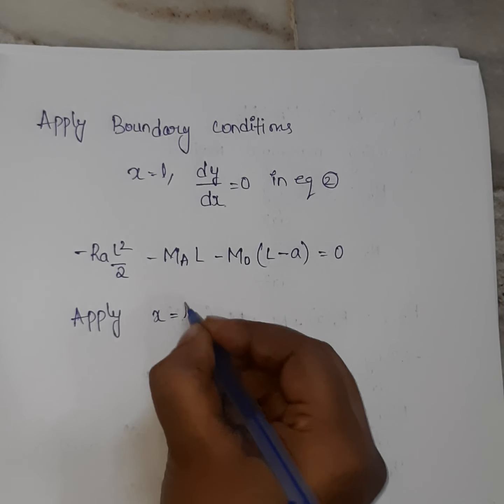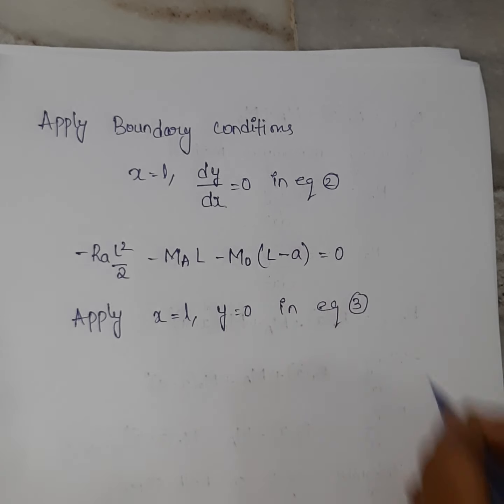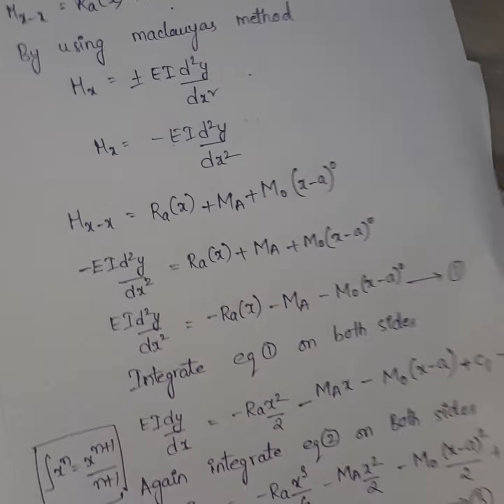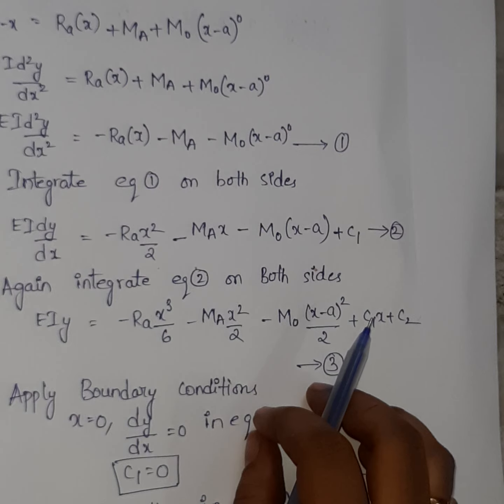Next, apply x is equal to L and y is equal to 0 in equation number 3. So what will you get? If you apply x is equal to L and y is equal to 0 in equation number 3, this is my equation number 3. What will you get?